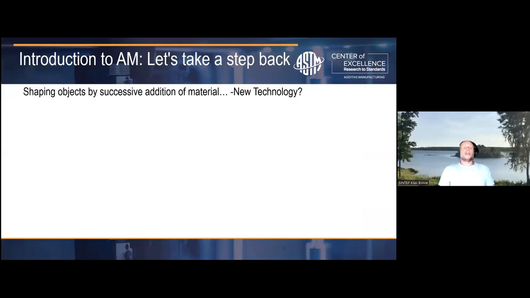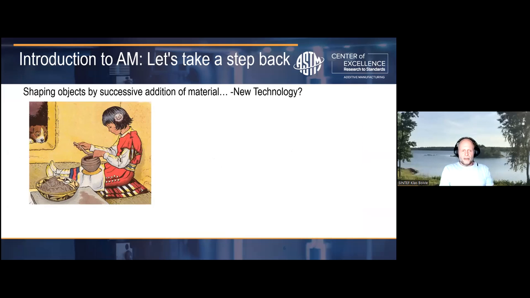So if you take a step back and look through history and nature, is shaping objects by successive addition of material really new technology? Not quite. Before people invented the pottery wheel, they used coils of clay, put them on top of each other, and thumbed them together. This picture is an illustration from a book about Native Americans in the southwestern United States.